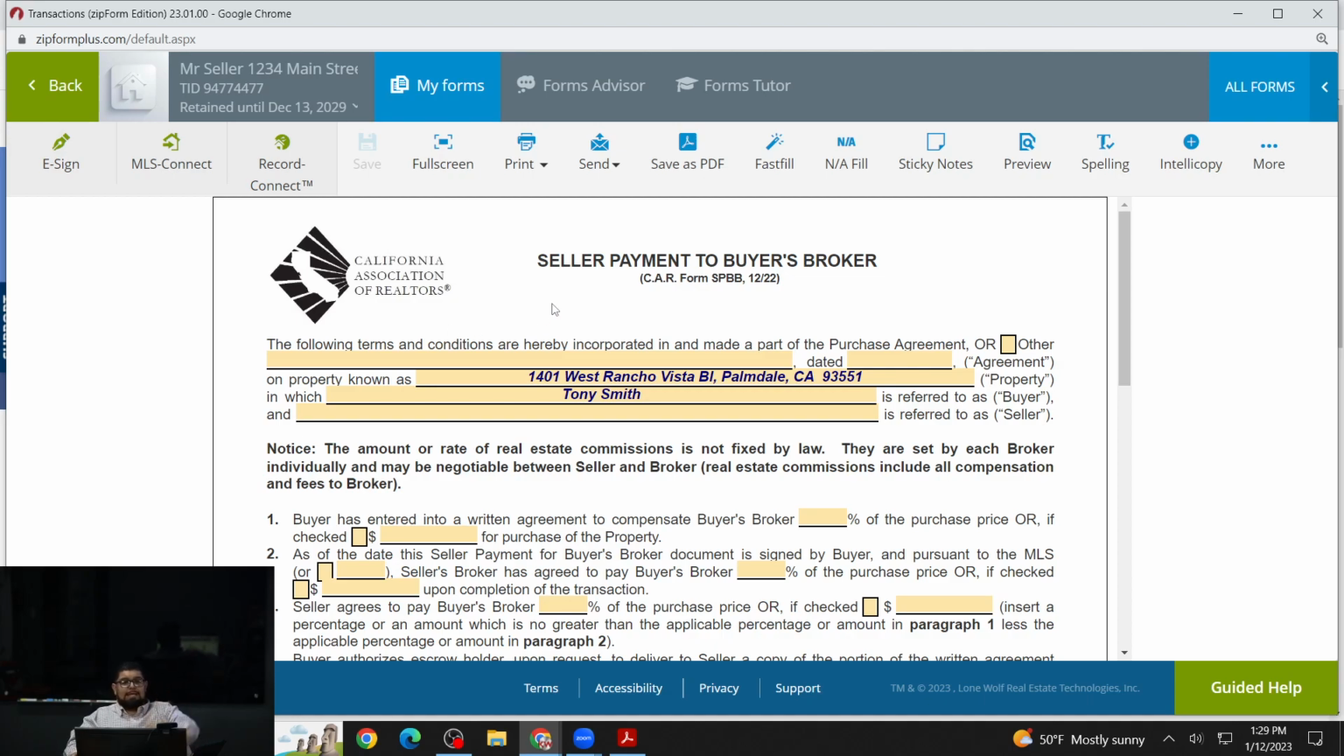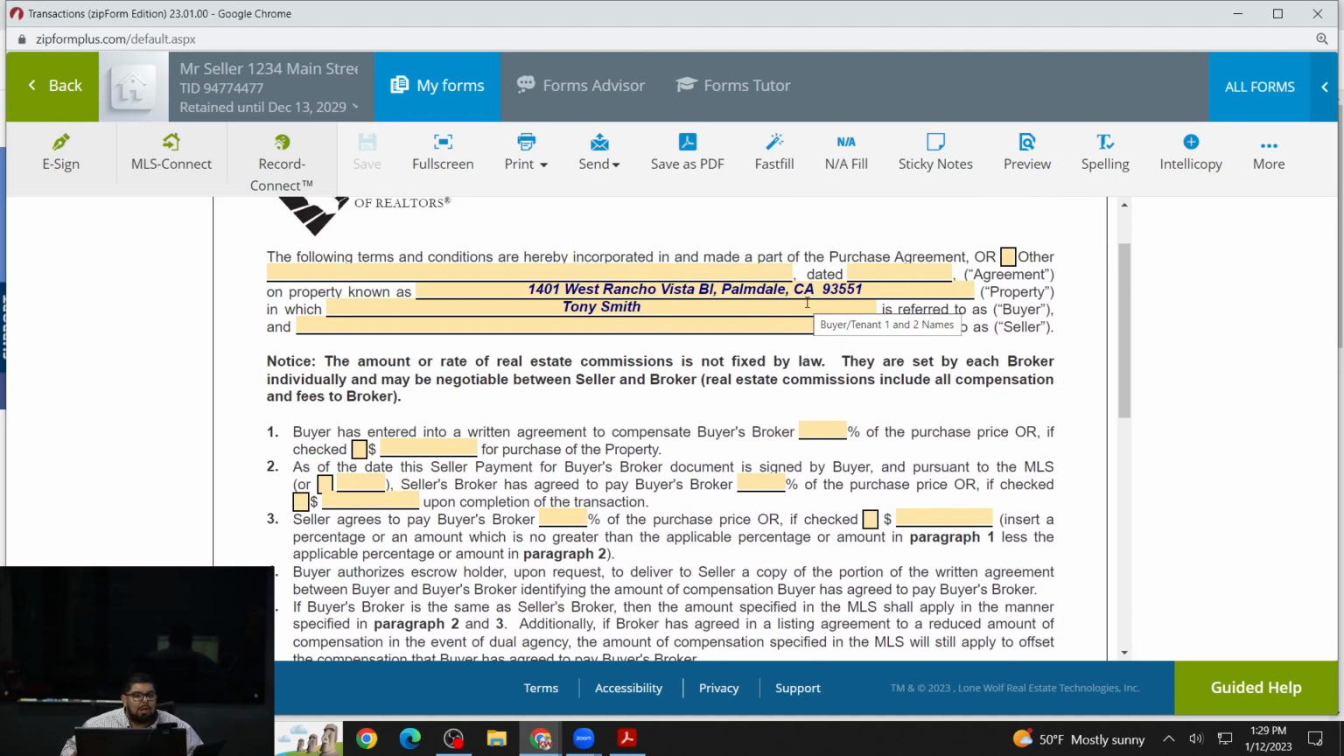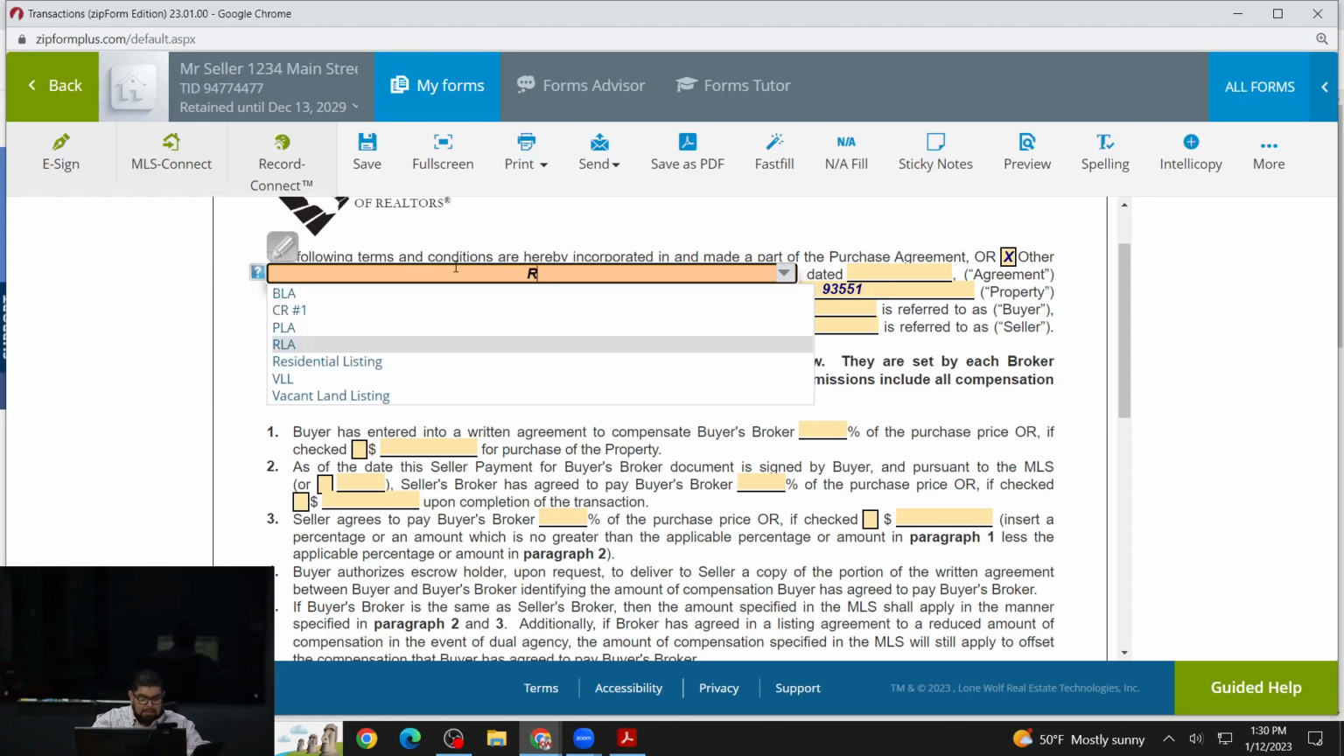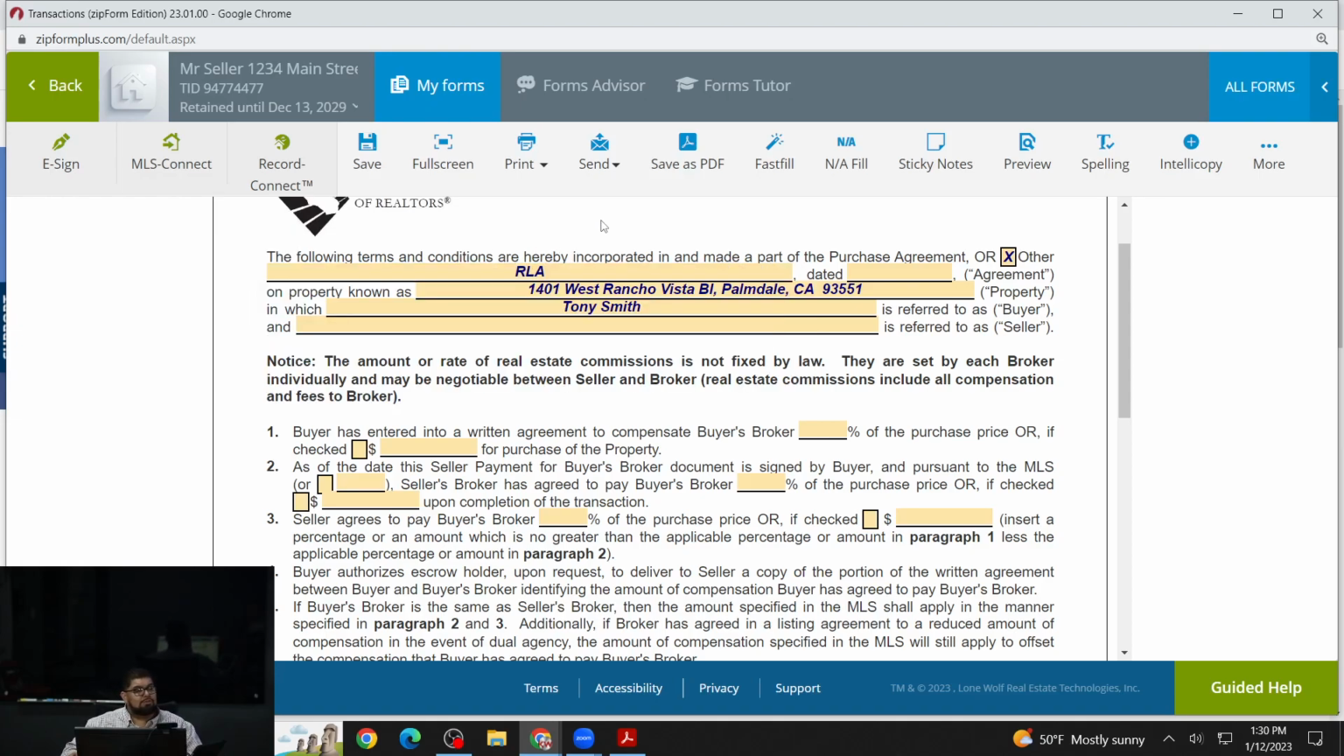Okay, so seller payment to buyer's broker, CAR form SPBB 1222. This is going to be the date that it was created, so December of 2022, right? Let's read it. The following terms and conditions are already incorporated in and made part of the purchase agreement by default. But if I wanted to do this, other, right? Then I would name what other document I would be incorporating it into. In this case, let's say the RLA. What does RLA stand for? Residential listing agreement? Correct, the residential listing agreement.